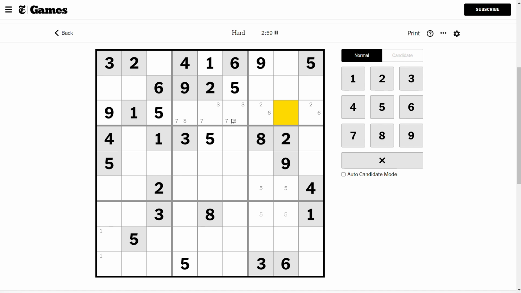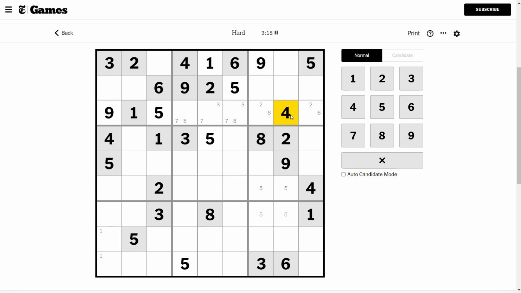We have 1, 2, 3, it's a 4. Yeah, because 4 is still a missing digit, and it's not part of a pair or triple. So this cell must be a 4 to make up the missing 4 from this row.